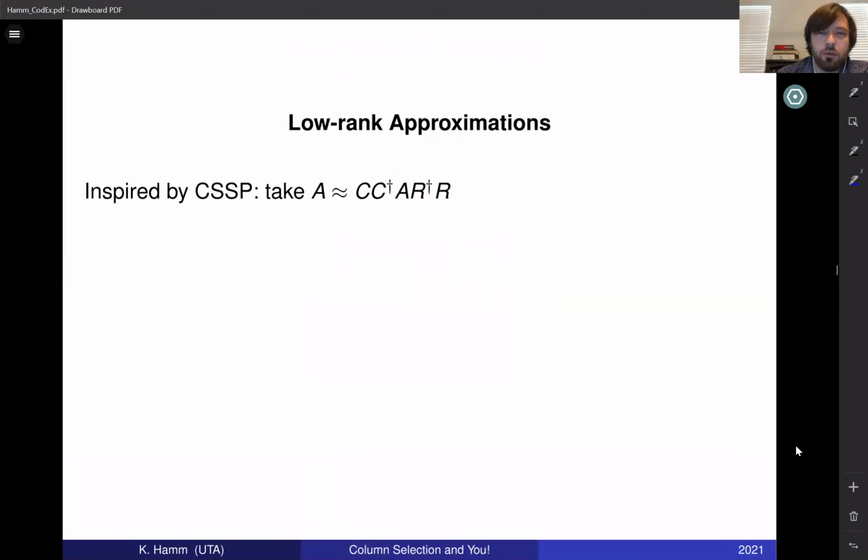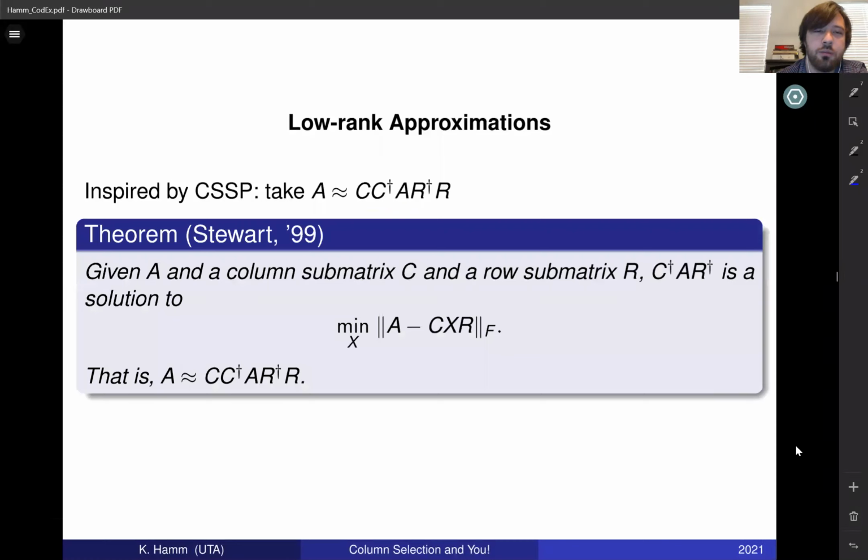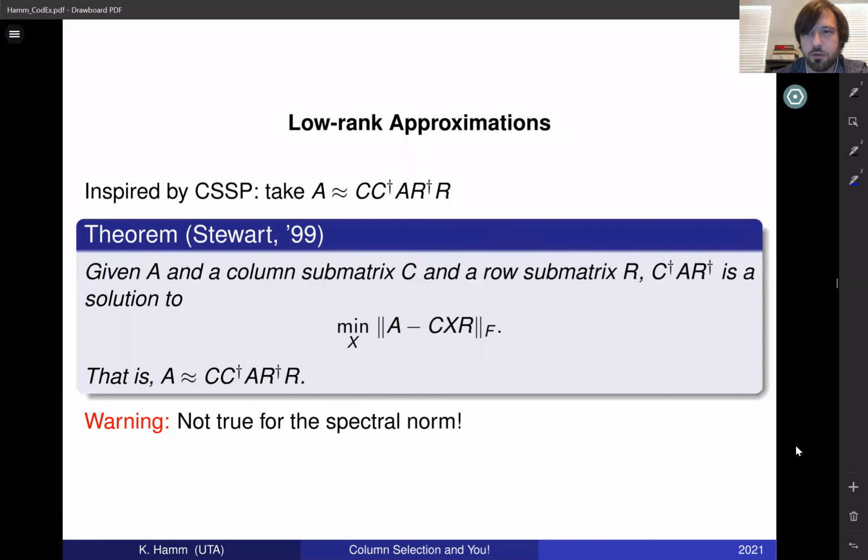Okay, so the other one is more inspired by the column subset selection problem, and that's that, while I'm projecting on the left onto the span of those columns, I might as well project on the right onto the span of the rows. And this also comes from the observation that if I fix C and R, then a solution to this minimization problem is given by this matrix that I put earlier. This is true in the Frobenius norm. Just beware, it is not true in the spectral norm. And I'm not sure about the rest of the Schatten p-norms. My guess is that it's most likely not true for all of them.